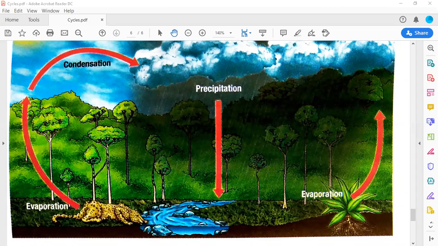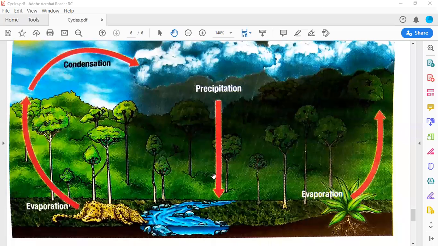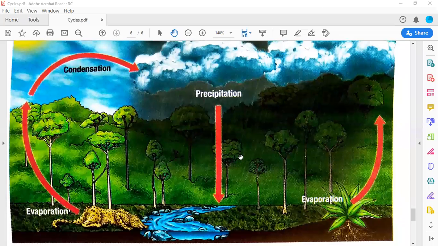It's not water in gas state anymore. So I will say it's liquid water already. And then the next process is precipitation, which means that the water will fall down as rain, and it'll come back to earth, to the ground, to the soil, to the rivers, to the ocean, to all bodies of water, and it'll go over and over again.